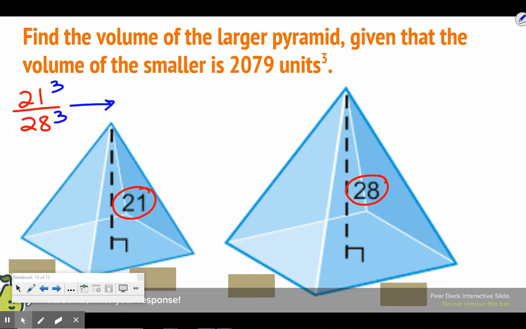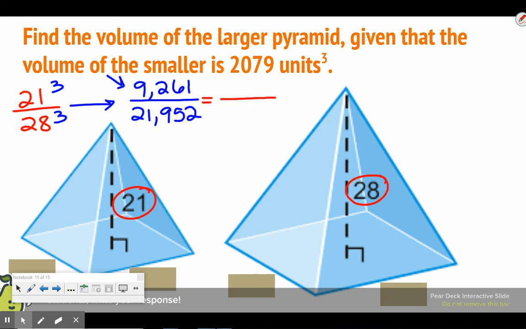So 21 cubed would be 9,261 over 28 cubed, 21,952. So this is the proportion or the scale factor that we're going to use to help us find the volume. We cannot use 21 over 28. Okay, that's for when we're dealing with one dimension.